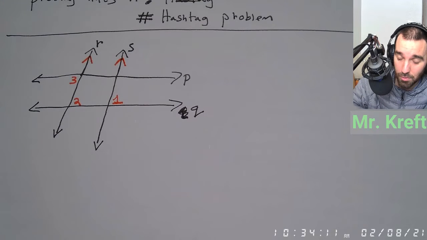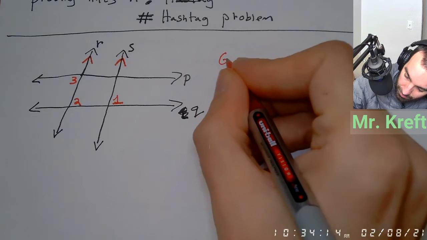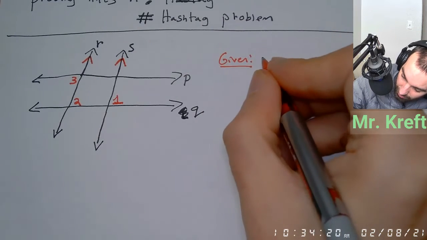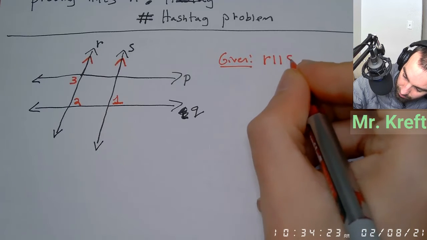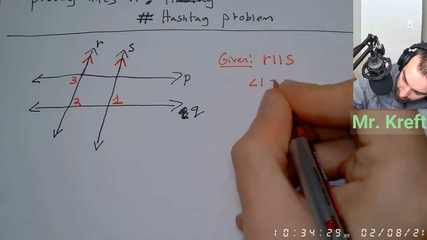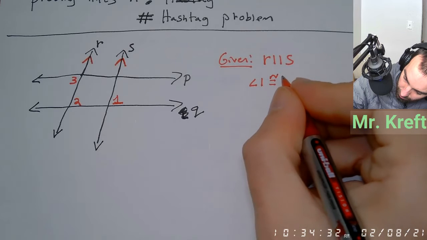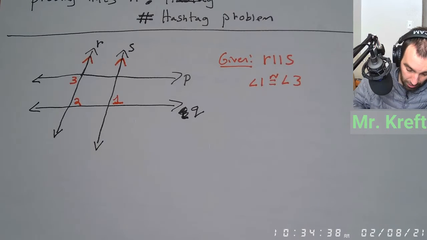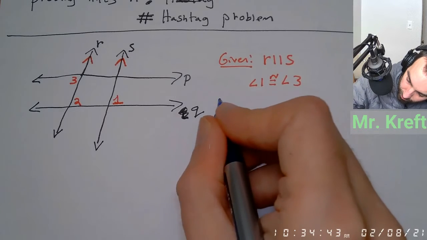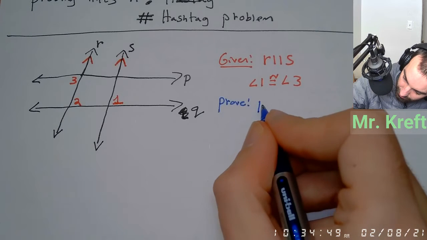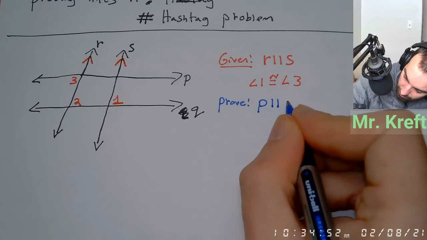Okay? Now, there's some additional information here. So we're going to have a given. Here are our givens. R is parallel to S, and angle 1 is congruent to angle 3. Okay, so we're just writing this down. And then what we want to prove is that line P is parallel to line Q.